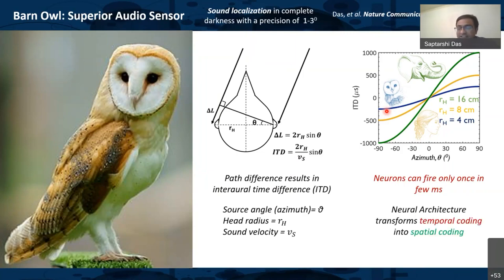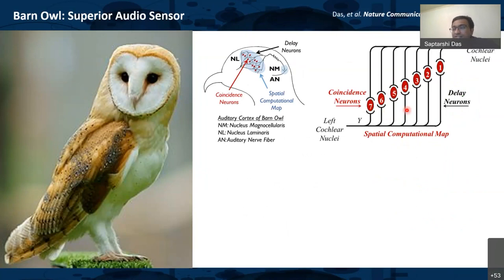Now, the way it is solved is by converting this temporal map into a spatial coding. And the way to do that is to create these two types of neurons. One is called the coincidence neuron, which detects the information when it arrives at these two points at the same time. As you can see from the name of the neuron, it is a coincidence neuron. When information arrives at the same time, this particular neuron fires. And then there are these delay neurons. And these neurons are coming from the two sides of the brain, essentially from the two ears, the left ear and the right ear. Now, let me show you what is really going to happen.